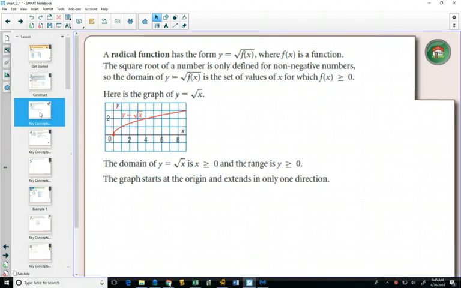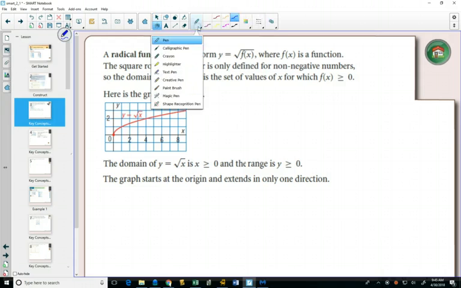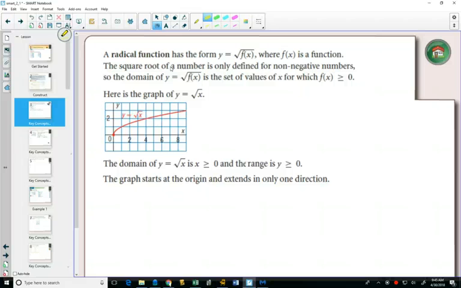The first part of this chapter deals with radical functions. A radical function, as opposed to a radical equation that we've solved, is when you can have any function inside of your square root. So far, we've graphed things like the square root of x. What we're going to be able to do by the end of today is graph the square root of anything inside. So what does the square root of log of x look like?